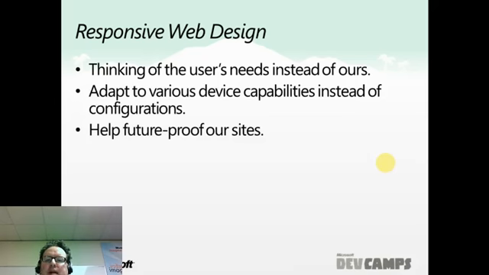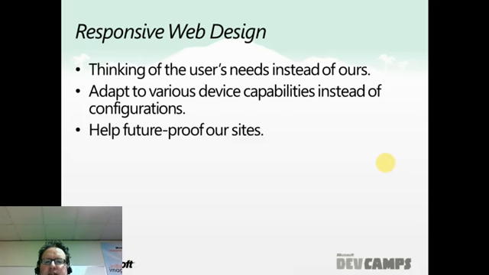Also, we need to adapt to various device capabilities instead of configurations. This comes up a lot when people are developing apps for mobile, that they get freaked out because they go, oh my gosh, there's hundreds of devices and they all have different resolutions, different device widths and device heights. How do we even begin to think about that, right? Think about it this way: could you do a visual comp for each and every one of those? It'd take you forever.